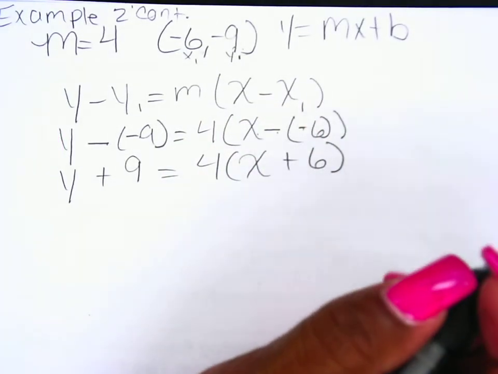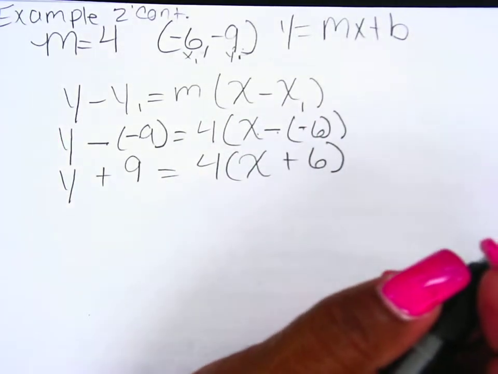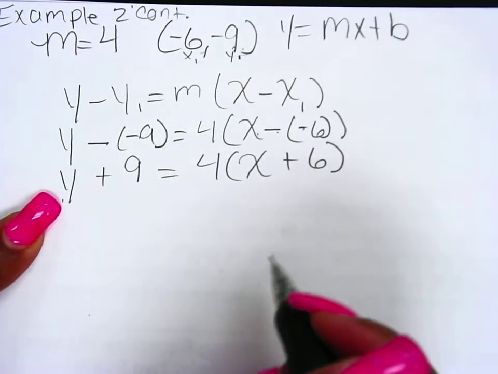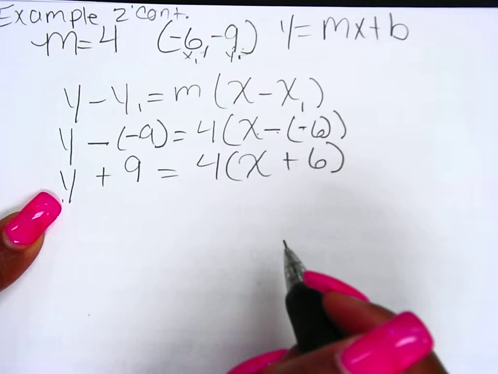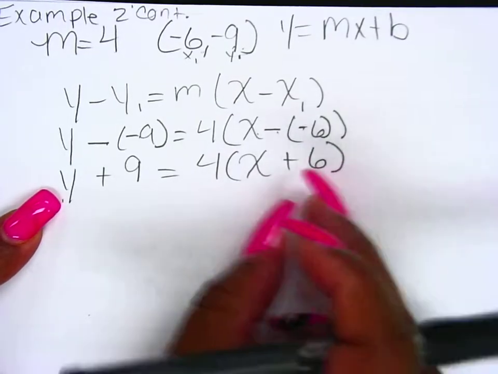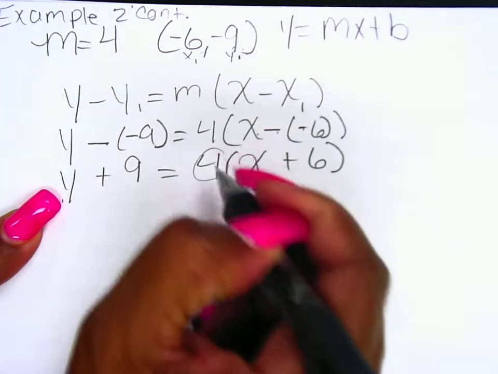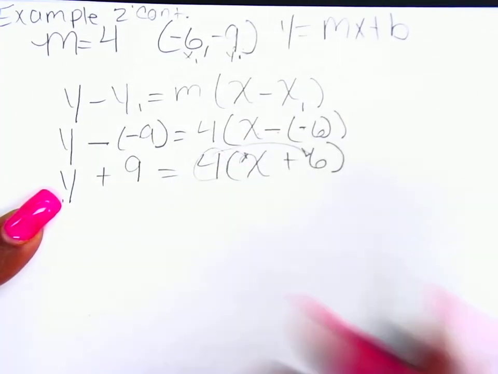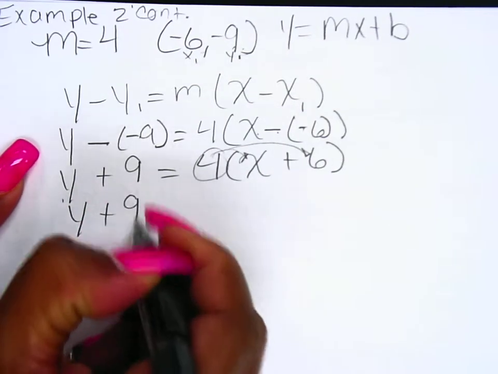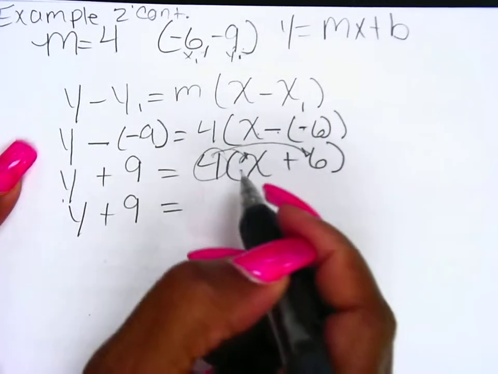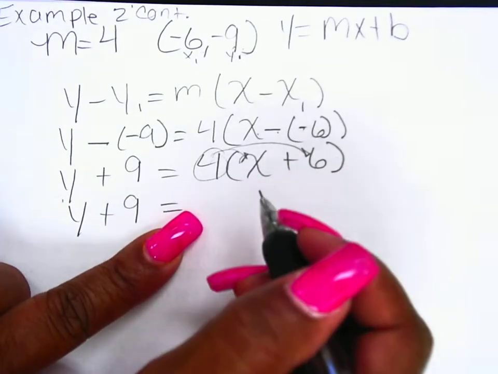Now my goal is to get the y by itself, but first I want to get rid of the parentheses. So what property am I going to use? No, not the associative property. I don't want to just move things around. I want to distribute the 4. Share. Be fair, share. So we bring down the y plus 9 because we're not doing anything to the left side of the equation at this point. Right now we're focused on getting rid of the parentheses.